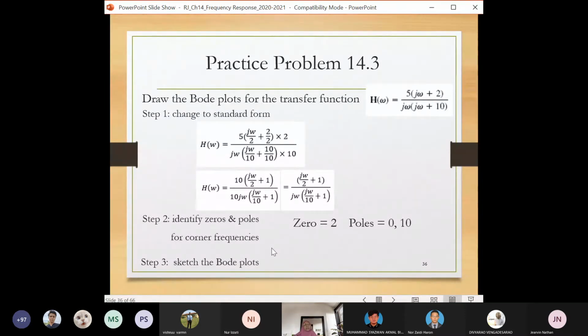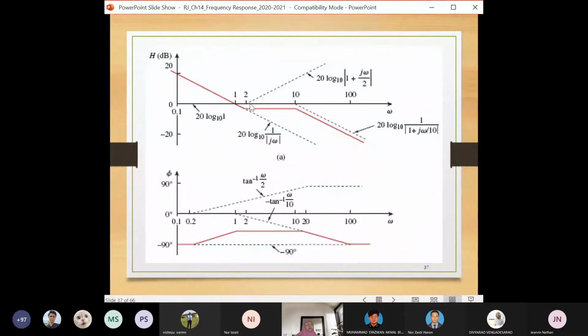Then you sketch the Bode plots. To sketch the Bode plots, you can plot them one by one, and the red line is going to be the final composite plot. For the phase angle, you do the same. I think this one you can try on your own to plot. Take a blank paper, and make sure you use a logarithmic scale.